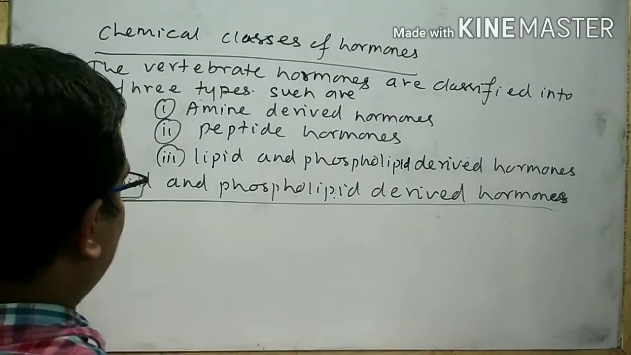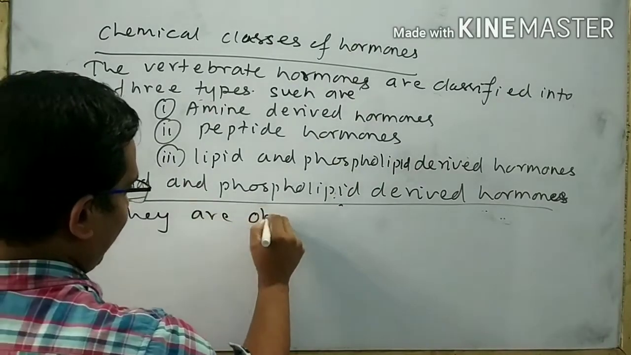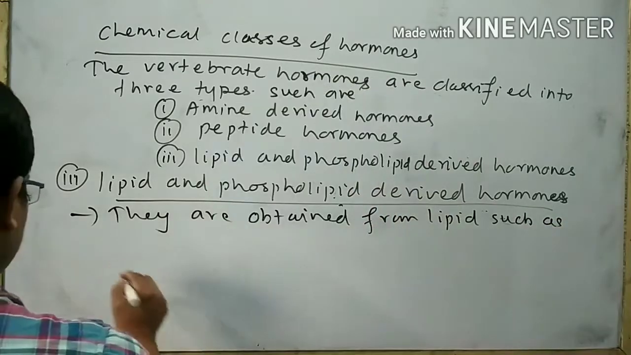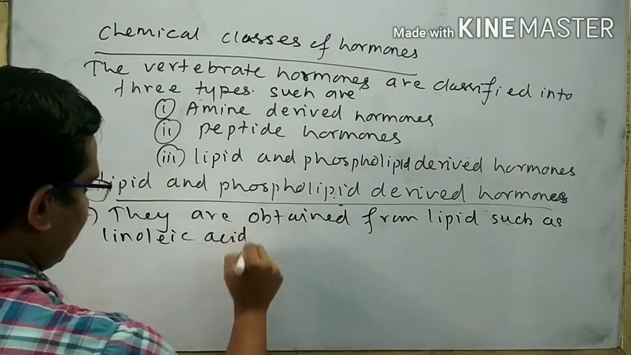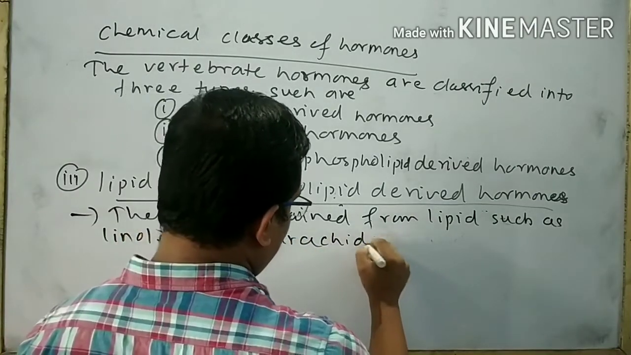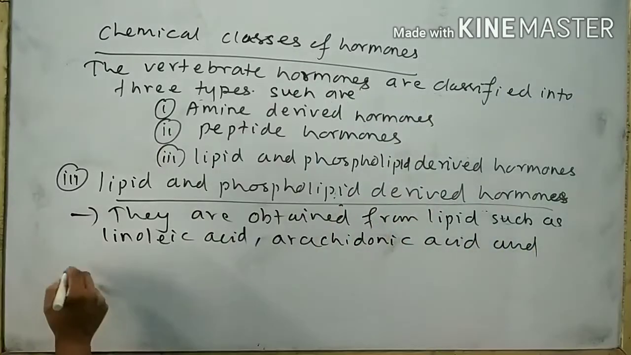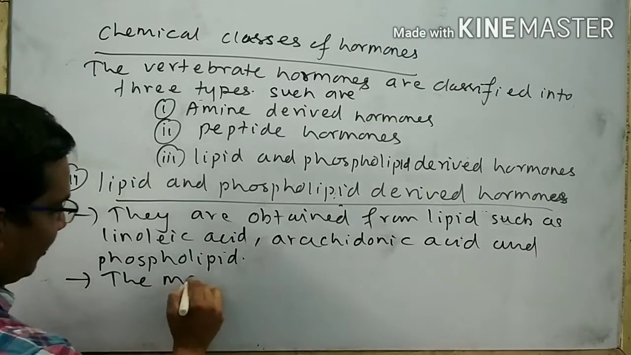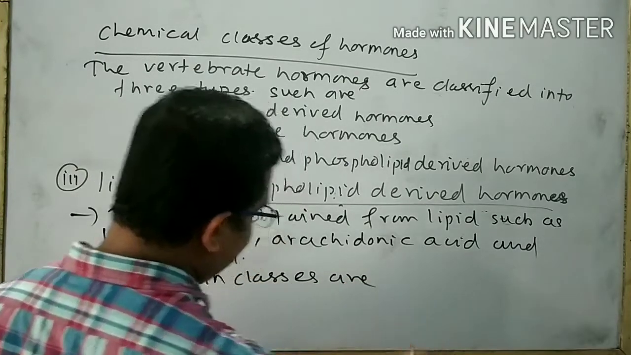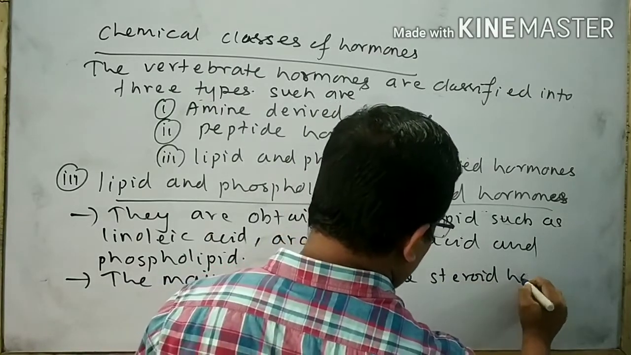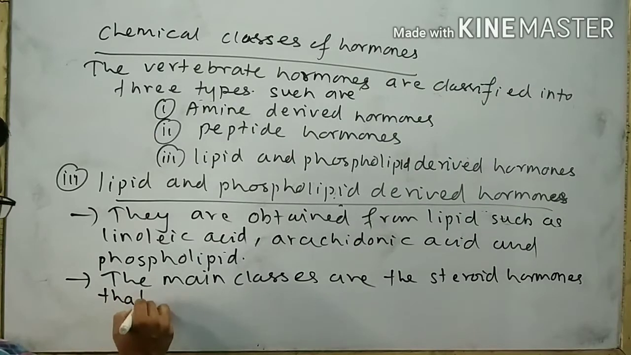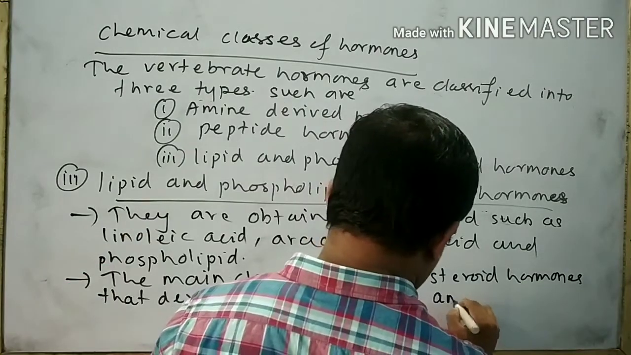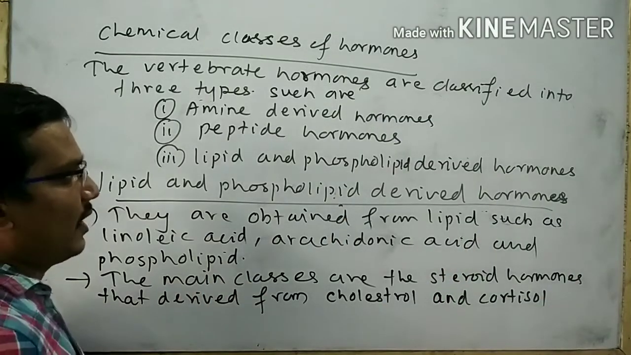These type of hormones are generally derived from lipids, so we can write they are obtained from lipids such as linoleic acid, arachidonic acid and phospholipid. The main classes are the steroid hormones that are derived from cholesterol and cortisol. This is all about the classification of hormones.